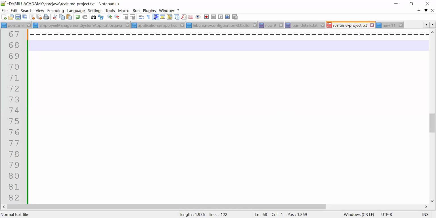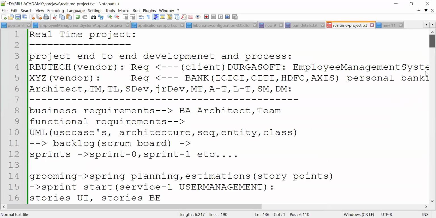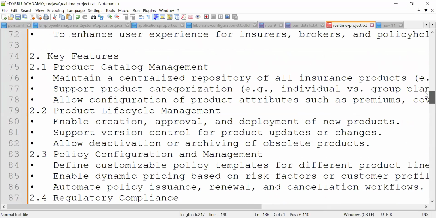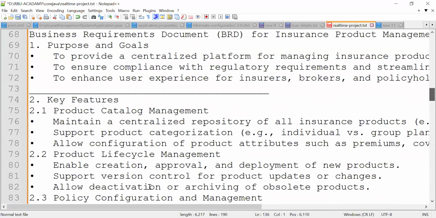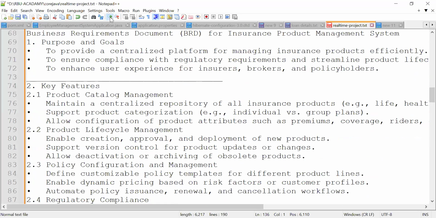I have copied some insurance management sample requirement. Let me paste here. Okay, see, this is a sample one. This is not the exact one that we are going to cover, but a sample one. Business requirements document for insurance product management system. Sir, I want to create an insurance product website for an insurance company XYZ. They are launching in India. So I want to provide the insurance management system.